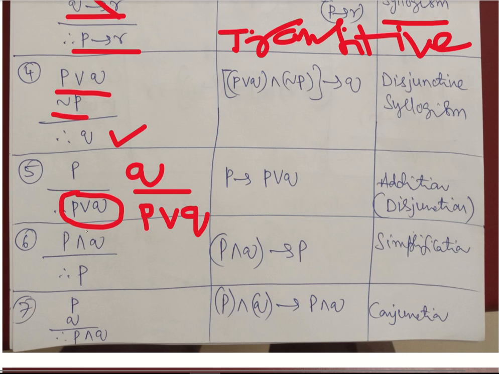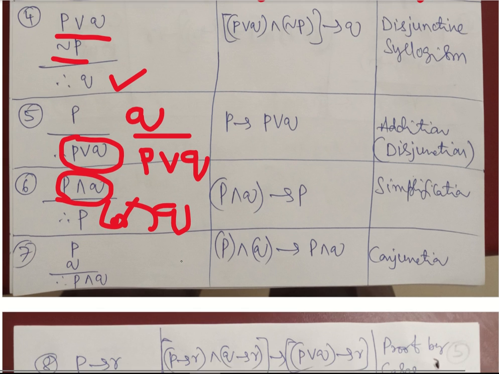Next is simplification. When I have P and Q, I can write P, or I can also write Q. Both are fine. So this is simplification. And the last one is conjunction. I have P, I have Q, both are true, then I will be having P and Q.